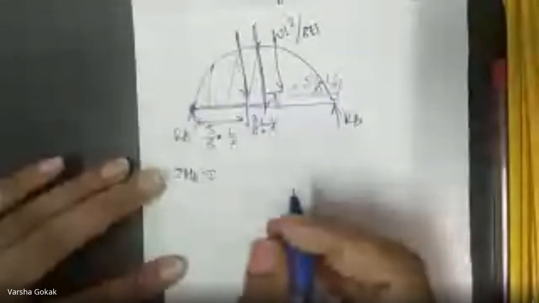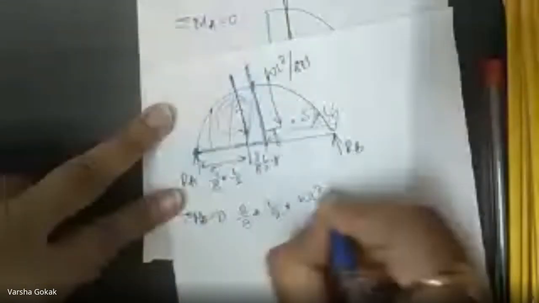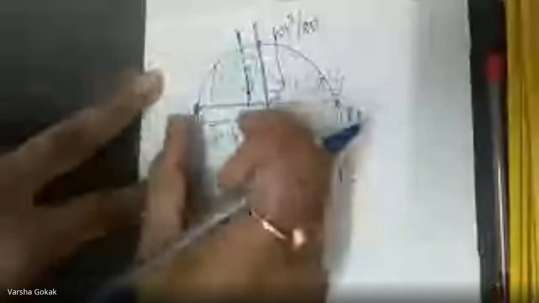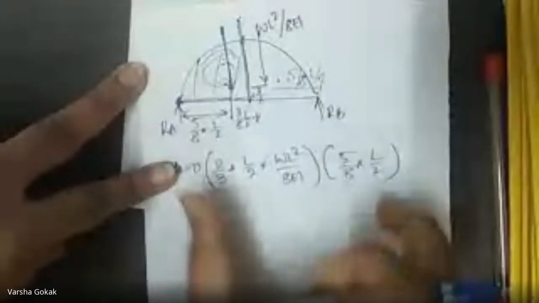Okay. So area of this parabola, that is how much? 2/3 of base. Base is how much? L by 2. Height is how much? W L square by 8 EI. 2/3 base into height into its CG, under A distance, because moment I'm taking here. How much is this distance? 5 by 8 of L by 2. Now this entire thing is for this left side parabolic figure.